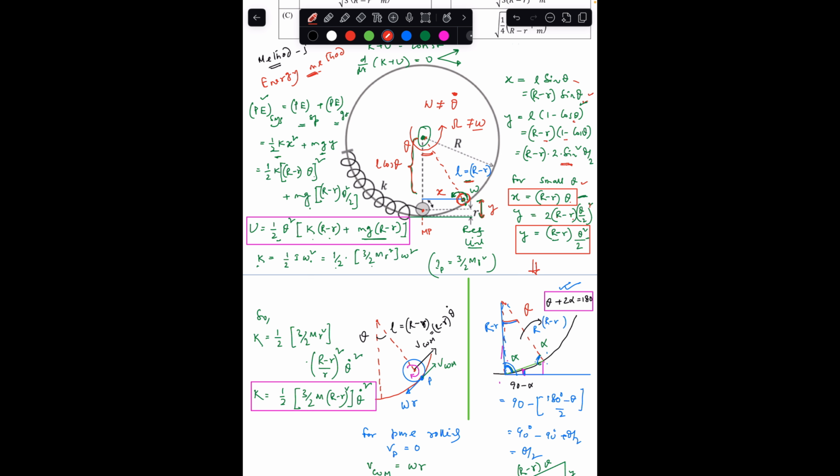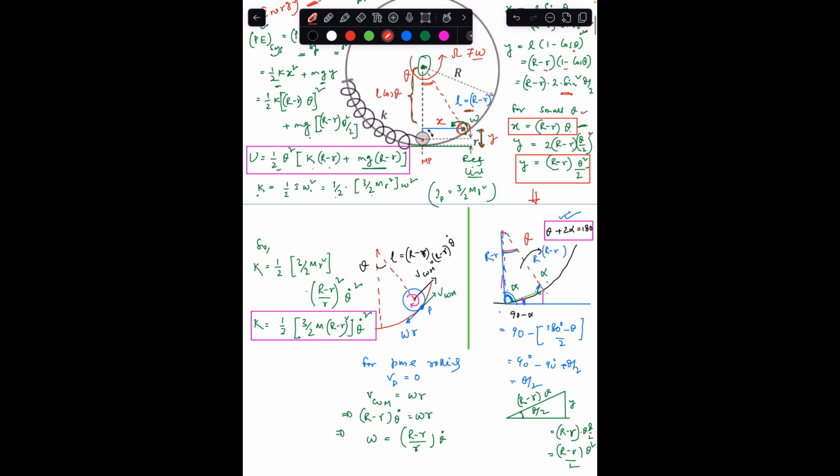Very simple observation, you check. If I want to correlate this omega and this theta dot, it is a very simple equation. Since the disk is in pure rolling, the point of contact must be at rest. Come to this diagram now. Point of contact must be at rest. This is the center of mass velocity. What is the center of mass velocity? Center of mass velocity is simply equal to L into theta dot. How much is L? L is equal to R minus r, we got earlier. This is the velocity due to rotation. How much is omega into small r? Point of contact at rest, so the net velocity must be equal to 0. So V center of mass is equal to omega r. Omega equal to, we got (R minus r), capital R minus small r, divided by small r, into theta dot.